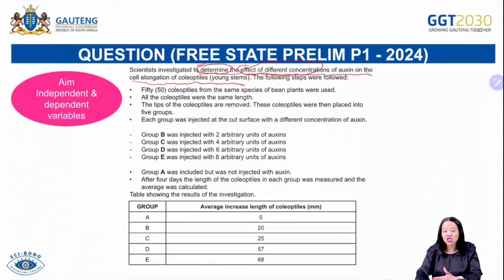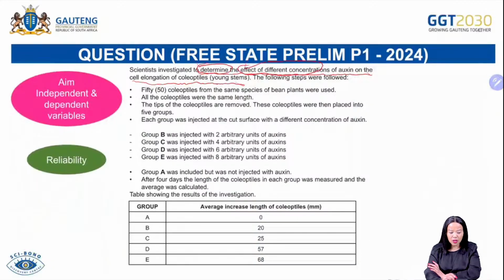The minute you mention effect, you are now going back to your aim, to what we are investigating. Then you carry on, you look at the procedure. You read through the procedure, always underline, always highlight when reading. It says here, 50 coleoptiles from the same species of bean plants were used. Now you are given the sample size that they used: 50 coleoptiles.